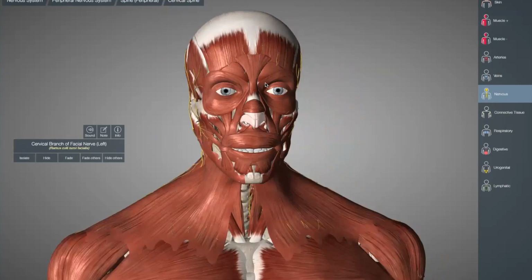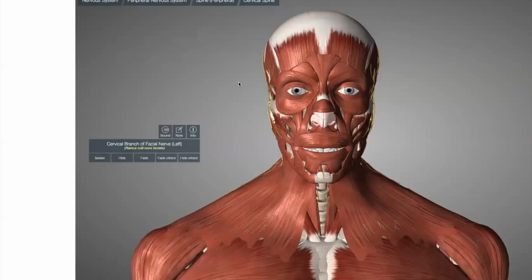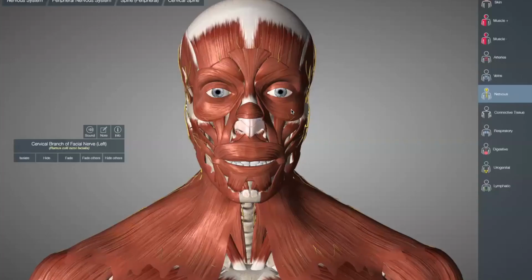Now, let's go into the groups. The groups are: buccinator, frontalis, auricularis, orbital, nasal, oral, and tarsal. And we know the branches. Let's start with the orbital group.